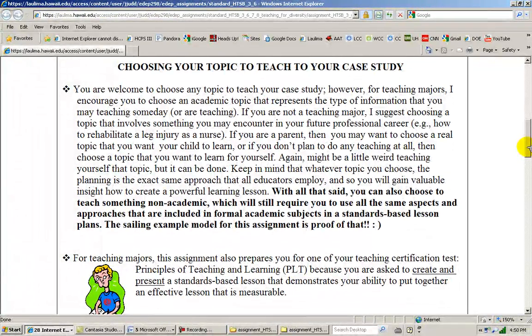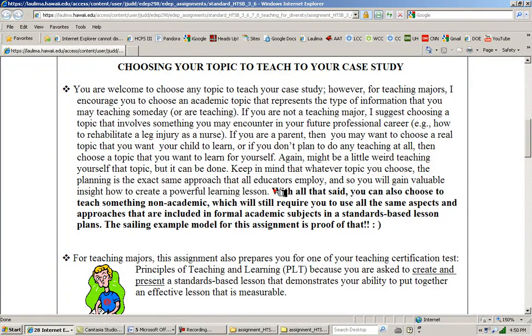So the first thing you have to do is choose a topic to teach to your case study. And I'm very open about what you choose. I encourage you to choose something that you might teach to somebody in your profession. And so a Department of Education person would maybe teach third grade math, or if you're a counselor, you may teach health problems to a ninth grader, and so on.